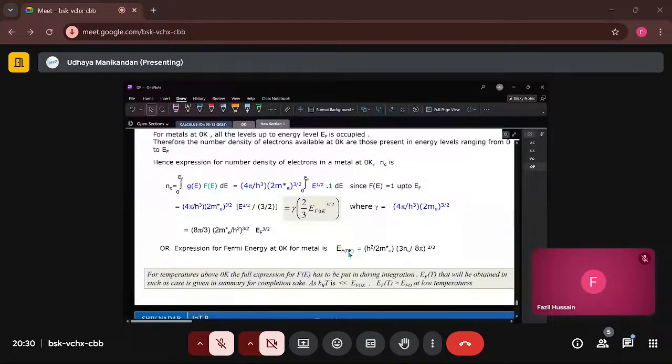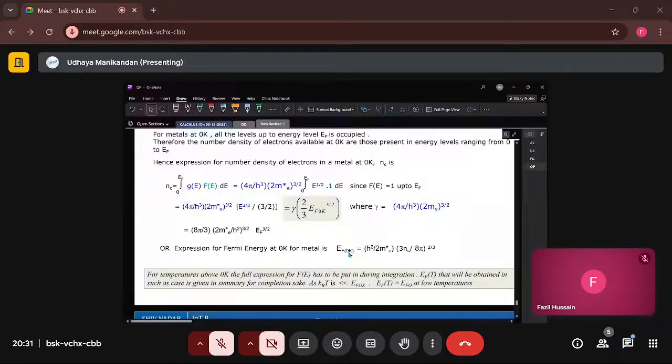Finally, find the average energy of electrons in metals at 0 Kelvin. What is the average energy of electrons? Find the total energy divided by volume. That is the number of electrons multiplied by the energy of each state, divided by the volume. So firstly, let's compute g(E) f(E) multiplied by E, because the energy of each state multiplied by the number of electrons in each state gives the total energy divided by volume.